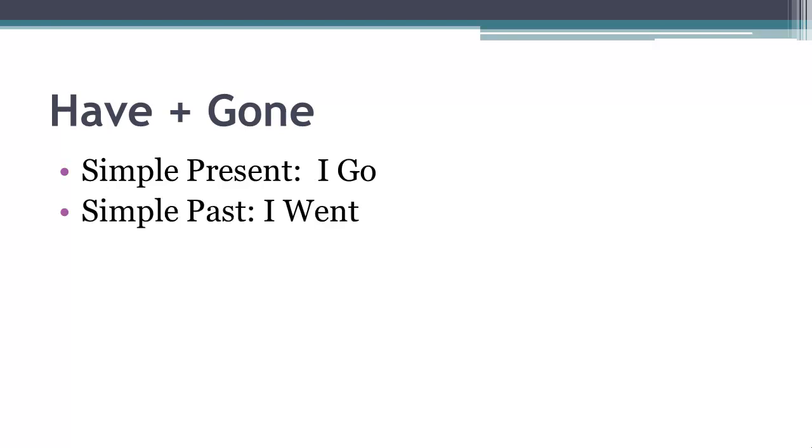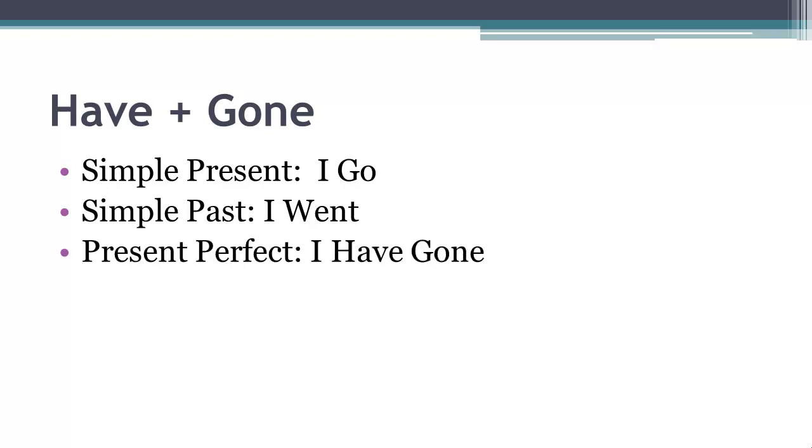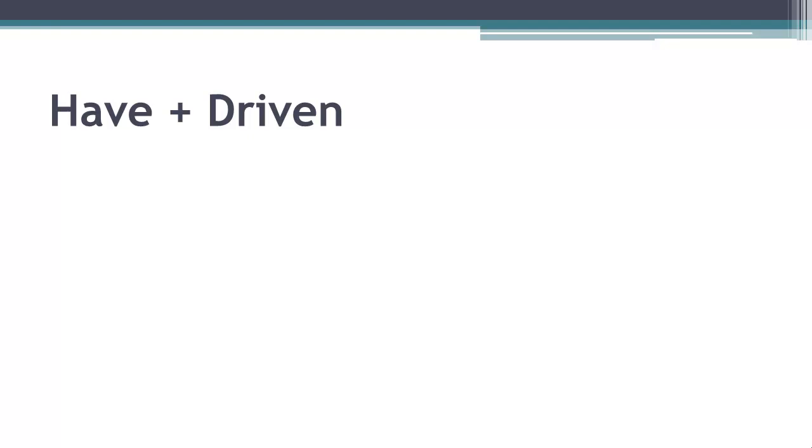So, here's some examples with irregular verbs. The verb to go in the past participle is gone. So we use have plus gone. So if we conjugated these in the simple present, we would say I go. But if we were conjugating in the simple past, we would say I went. However, using the present perfect with the past participle, it becomes I have gone. So gone is different from went.